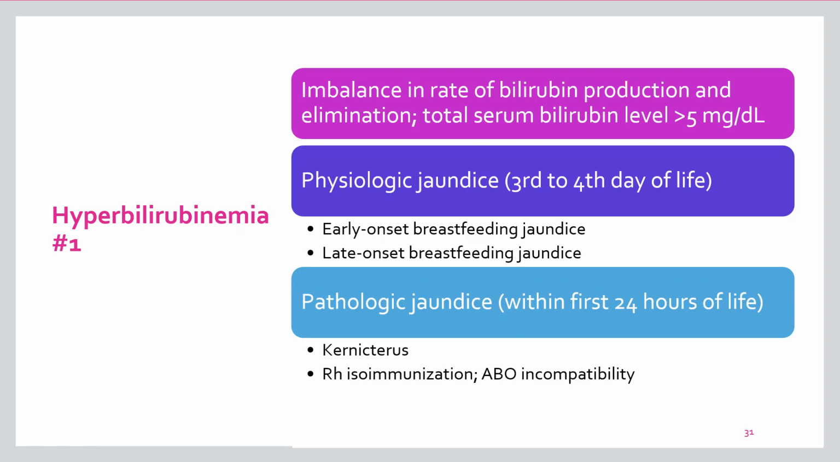There is early onset breastfeeding jaundice and then late onset breastfeeding jaundice. It can be both, sometimes started once the baby started breastfeeding. Pathological jaundice occurs within the first 24 hours of life. That's the difference between pathological and physiological jaundice. Physiological jaundice occurs on the third to fourth day of life, and pathological jaundice occurs within the 24 hours of life.